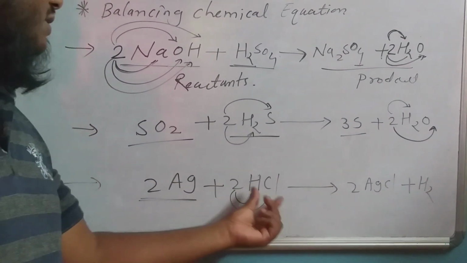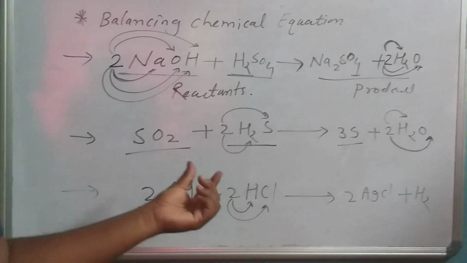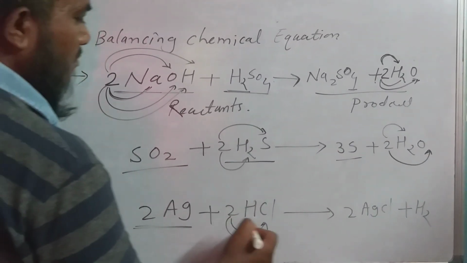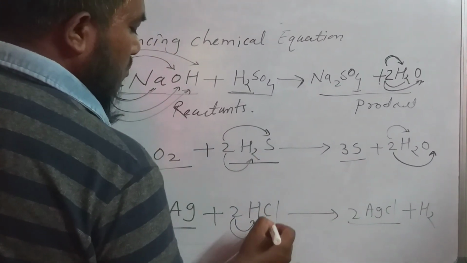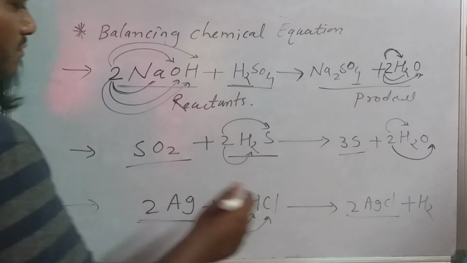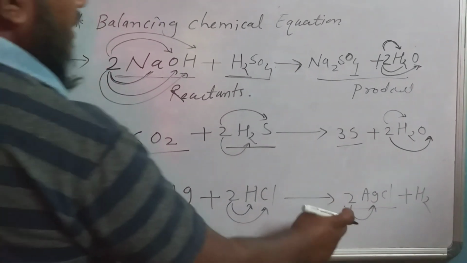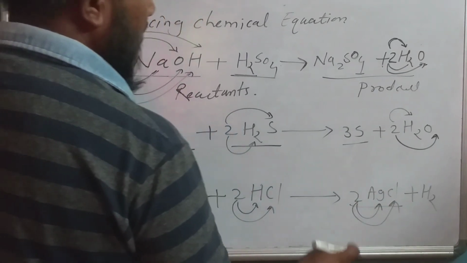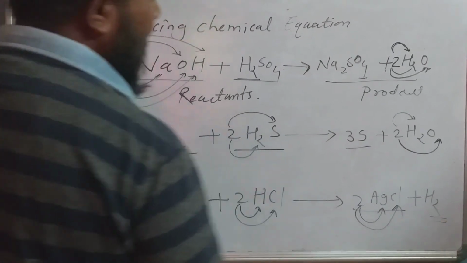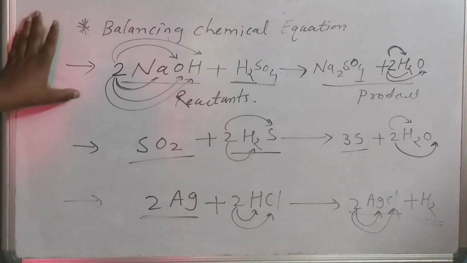This 2 which is written before any compound or chemical reactant, this 2 will multiply to both. Now we can see that 2 chlorines, 2 hydrogens and 2 Ag. Ag means silver. Now this 2 is written here before AgCl gives 2Ag, 2Cl, that means 2 Cls and 2 Ag are present and 2 hydrogen. Like this we can say that these 3 are balanced chemical equations.